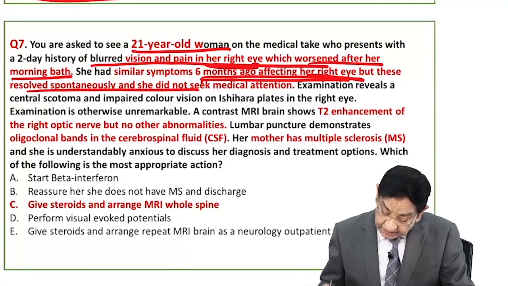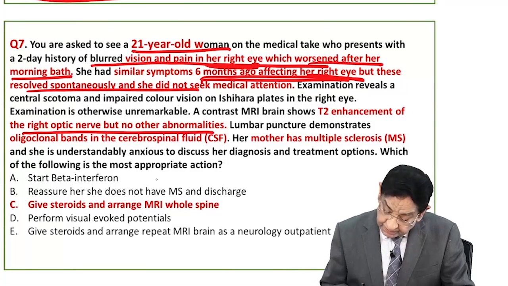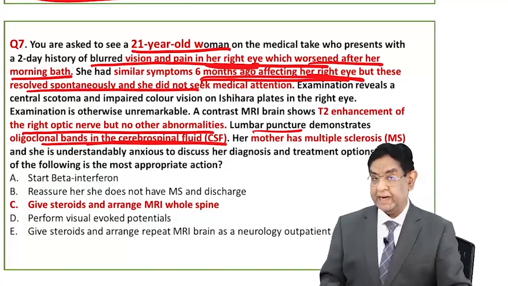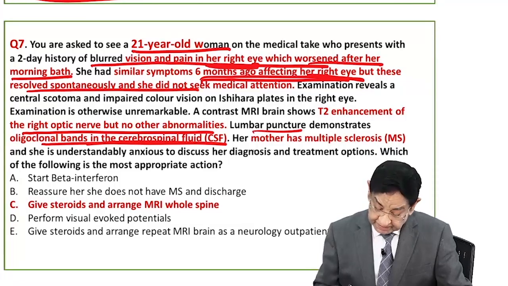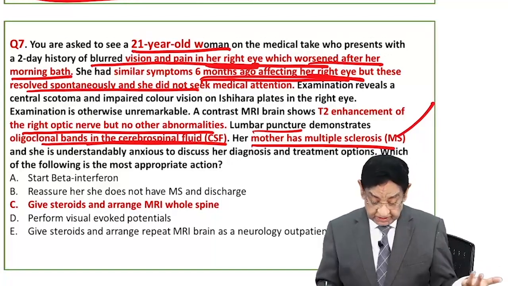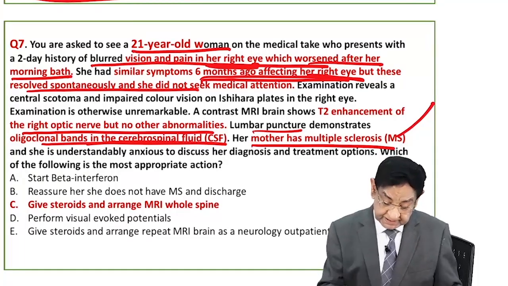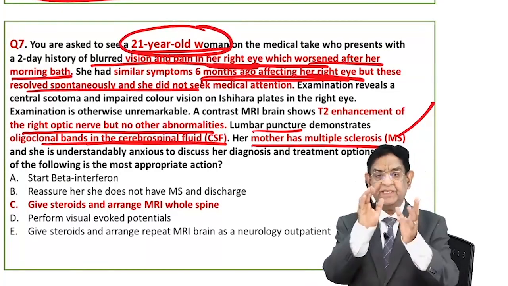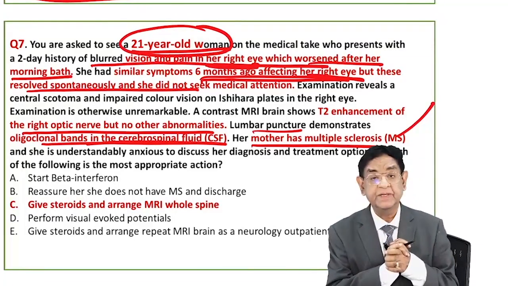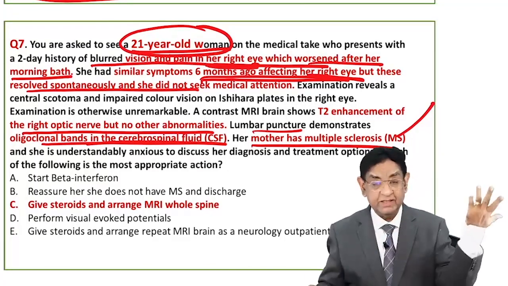Now if you look into the right optic nerve, there is not much of a problem, and lumbar puncture demonstrates oligoclonal bands in the CSF. The mother has multiple sclerosis, right? So if you look into the question, she is a 21-year-old lady, which fits the age group of multiple sclerosis. Agreed, but that is not the answer.